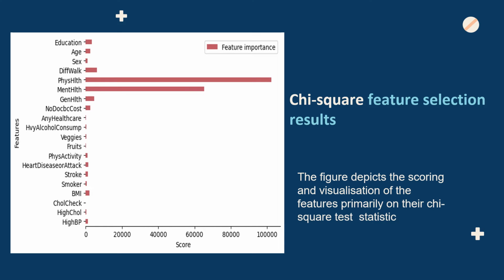Moving on to the feature selection results, we start first with the chi-squared feature selection. We can see that the features are visualized in terms of their chi-squared value. So a simple method of selection is to rank the features by their chi-squared value and choose the top 5 ones. So in our case, the 5 most important features obtained using chi-squared were found to be physical health, mental health, difficulty walking, general health, and education. So we will refer to them as the chi-squared subset.